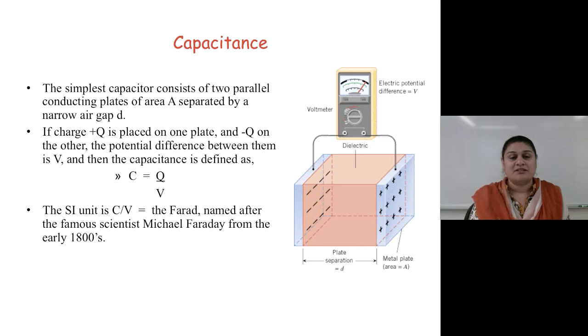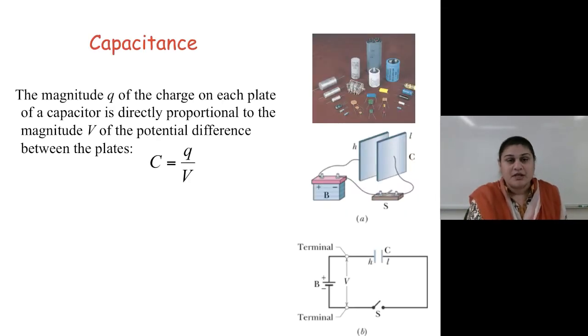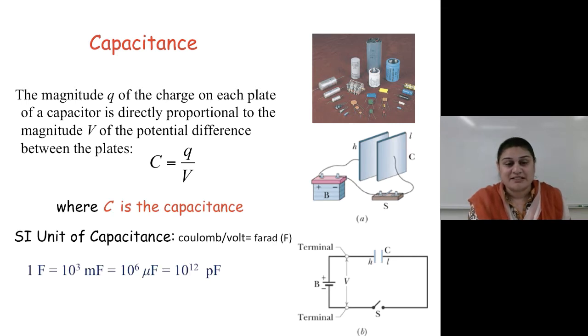The SI unit, C, which is for coulombs divided by volts, is called a farad, named after the famous scientist Michael Faraday. So the magnitude Q of the charge on each plate of a capacitor is directly proportional to the magnitude V of the potential difference between the plates. C equals Q over V. C is the capacitance. The SI unit of capacitance is the farad, but in general we use terms microfarad, millifarad, or picofarad, given here.